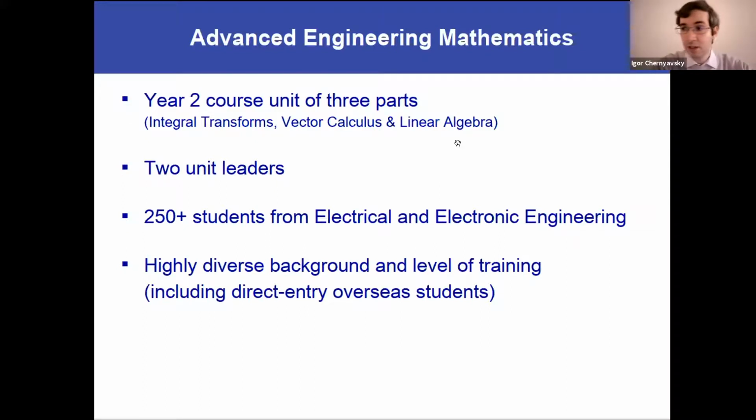So that is a relatively advanced course, so certainly the most advanced course which the EEE, which is the electrical engineering students learn. So it's the final piece of mathematics. And it has two course unit leaders. So I was covering first two parts, and Bill Leinhardt the last part. And it is a large cohort and extremely diverse background. So some students are carrying on from year one, but some are direct entry students. So they have very different levels of training and a very different background.